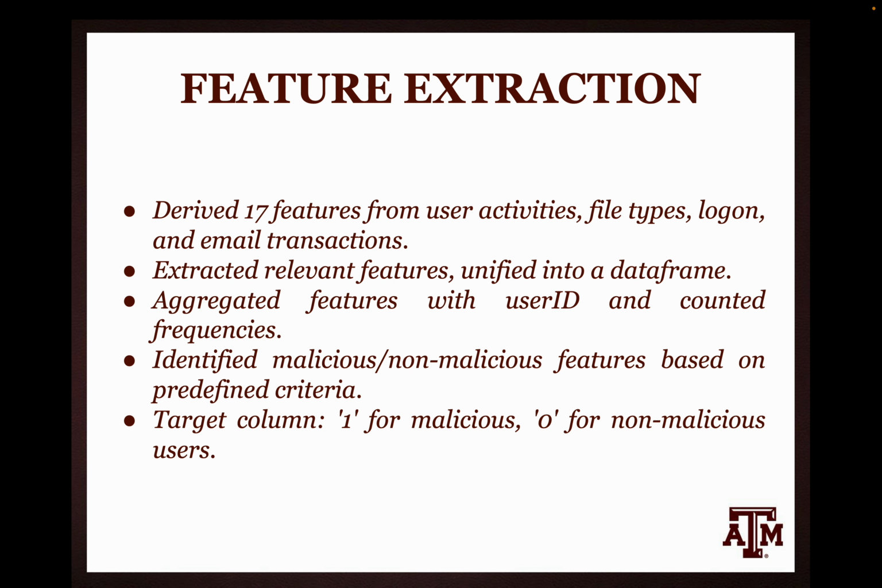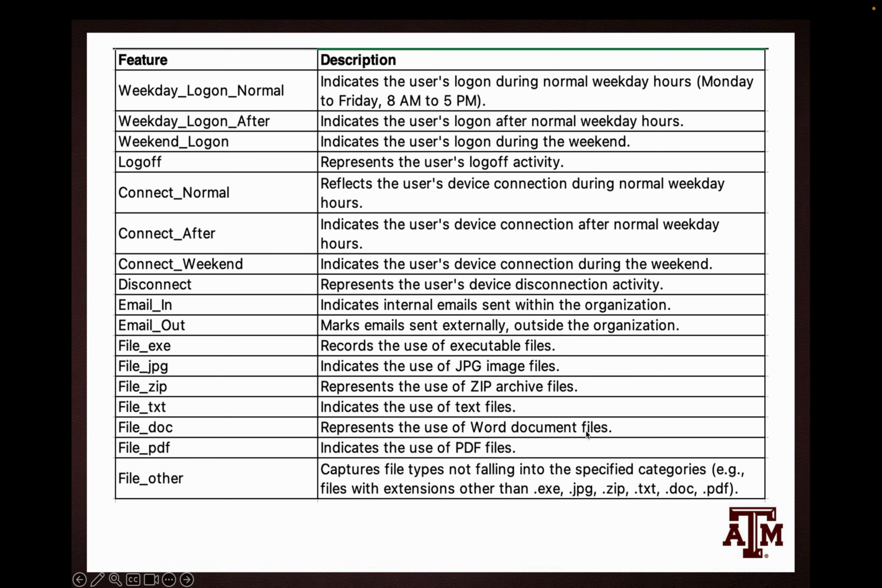Step 1 is feature extraction. We extracted 17 different features from the .csv files provided and then aggregated these features with the user ID and date. We then counted the frequency of each feature for a particular user and identified them as malicious and non-malicious based on a criteria defined by us. This gave us a target column, which is 1 for malicious and 0 for non-malicious users.